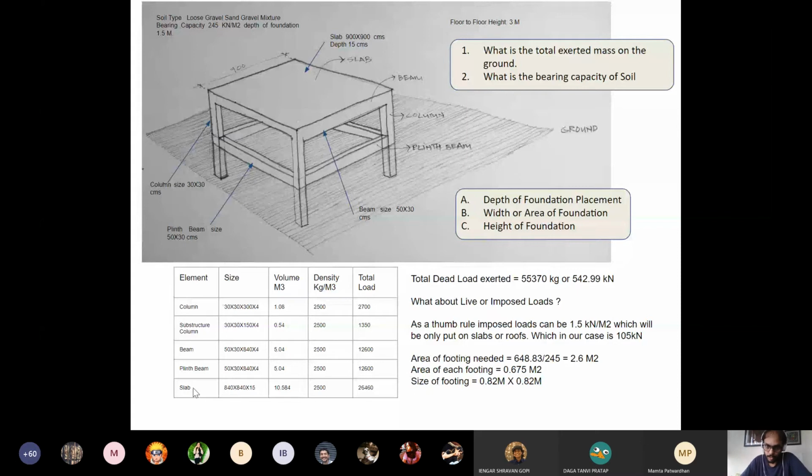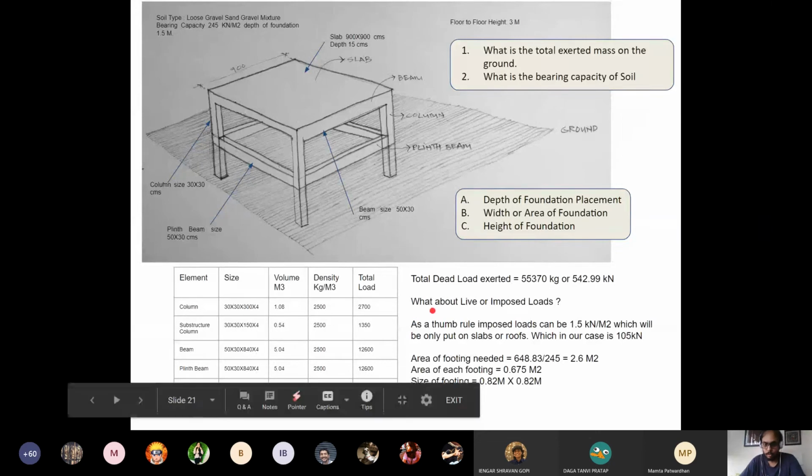So the total dead load which is exerted is around 55,370 kilos, or I have converted it to kilonewton. The kilonewton conversion is, I think, Mamta, how much is it? Something like 9.8. I have to check. Yeah, 9.8, something like that. Then the next question is, what about live loads which are imposed? As a thumb rule, live loads can be around 1.5 kilonewton per meter square, which means in our case, we'll have a live load of around 105 kilonewtons.